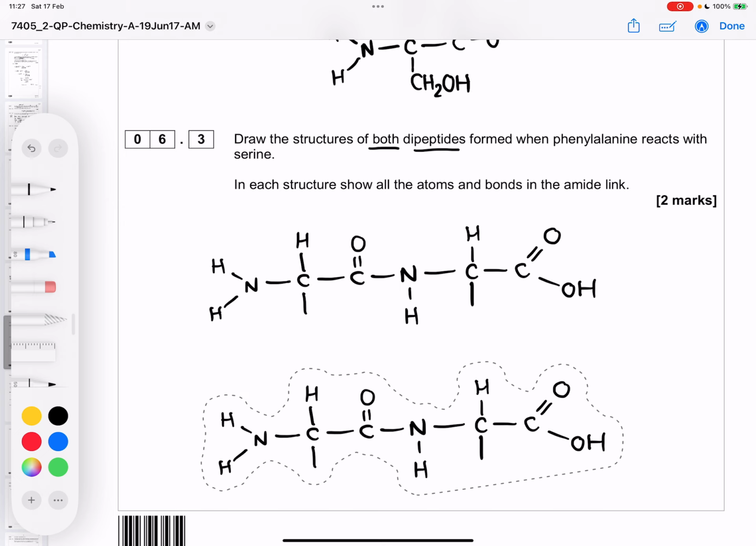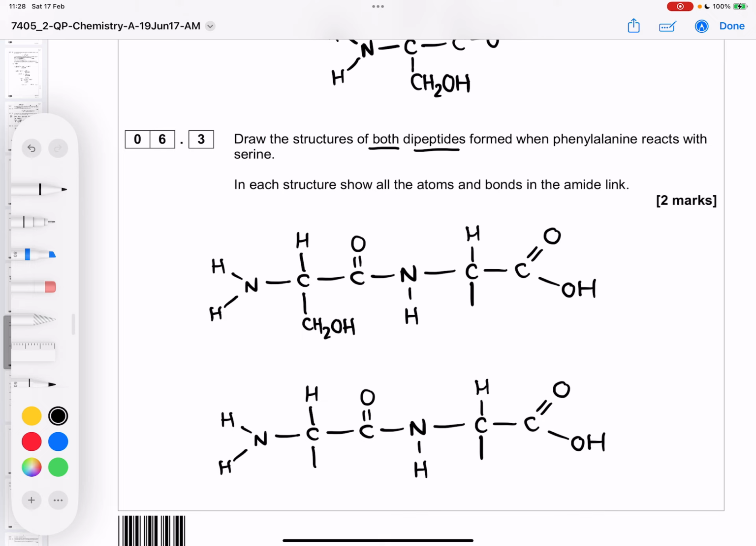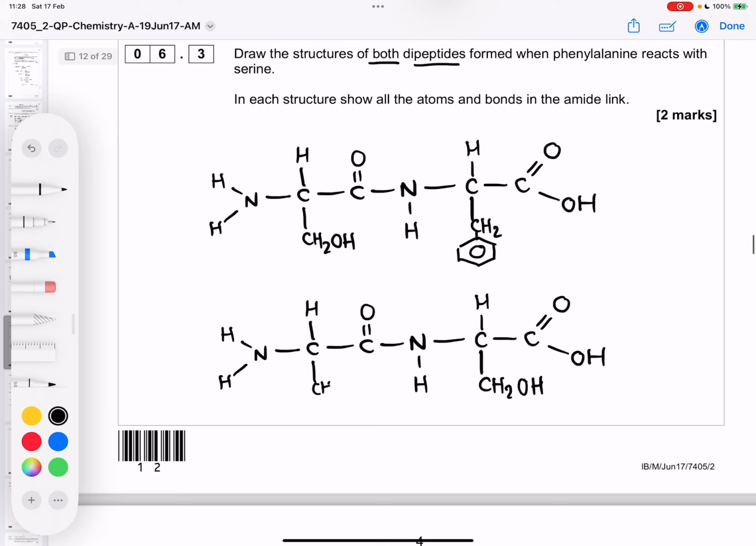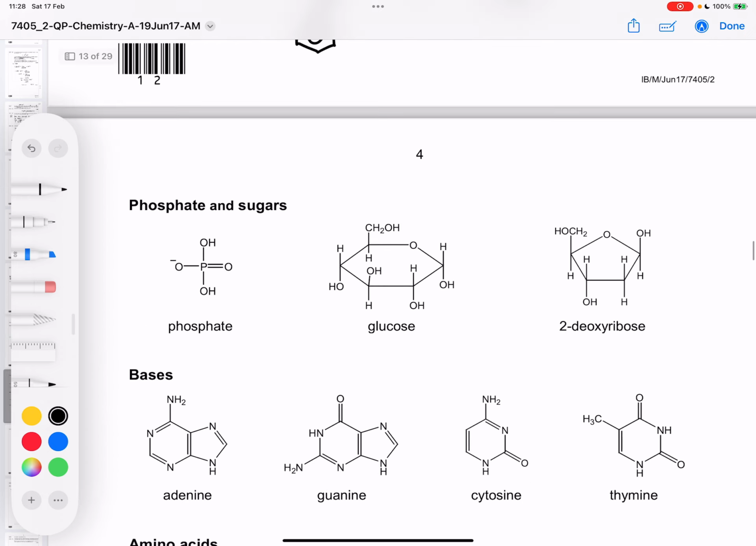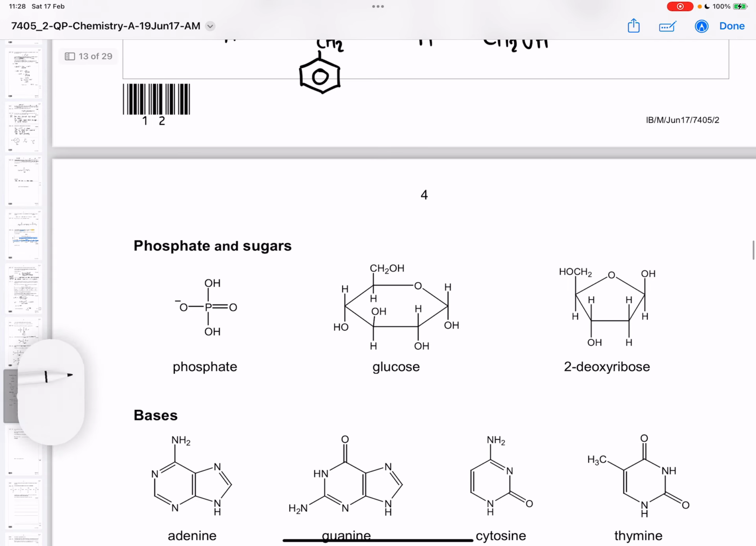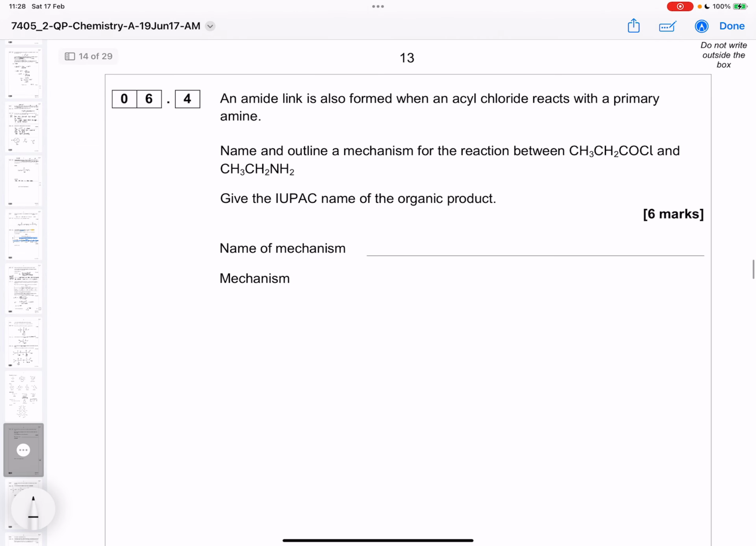All I need to do now to make my two dipeptides is in one of them put serine on the left and in the other put serine on the right. And in the first one put the phenylalanine on the right. So remember, these are just the R groups for these specific amino acids, and then in the other put it on the left. These are the two possible dipeptides. Just get rid of that. Let's go to the end of the question.